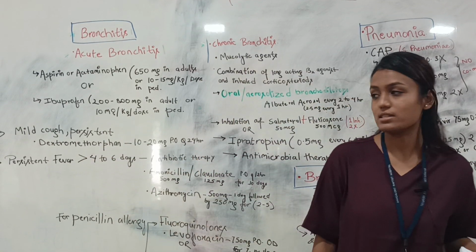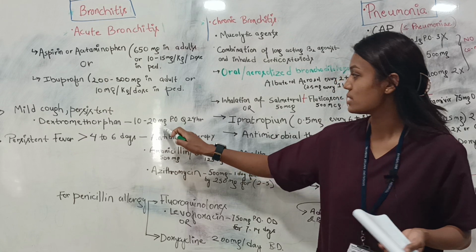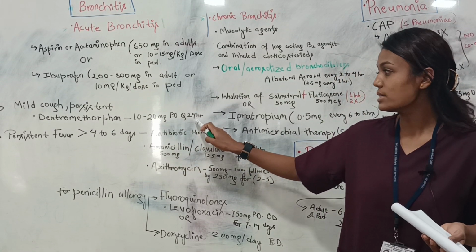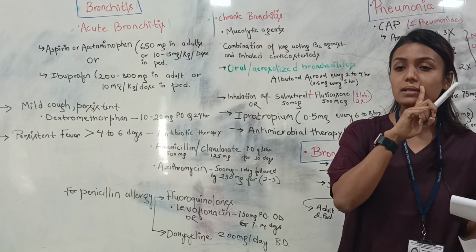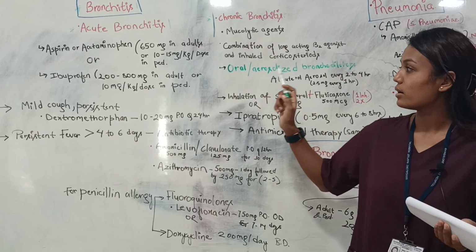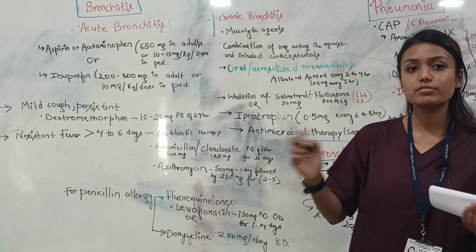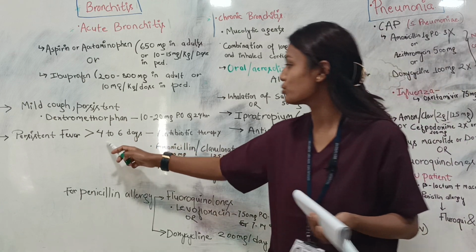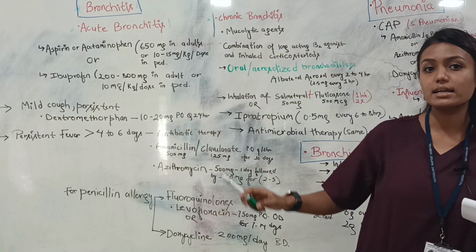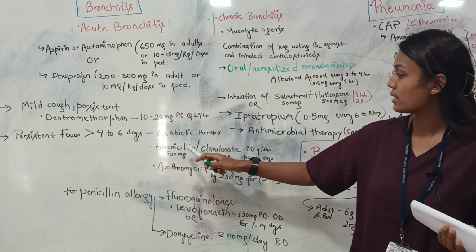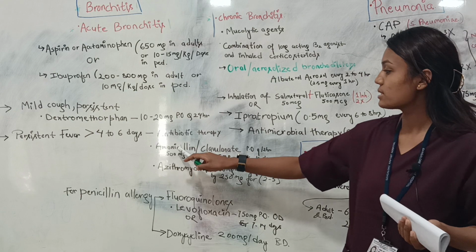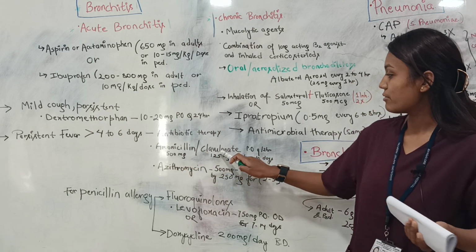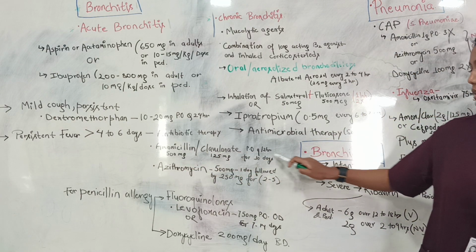It is an antitussive agent, and the dose is 10 to 20 mg every 24 hours. So in this case, if the fever is not there, then we don't need to start antibiotic therapy. But if the fever is persistent for more than 4 to 6 days, then we have to start antibiotic therapy, which includes amoxicillin clavulanate per oral every 12 hours, where the amoxicillin dose is 500 mg and clavulanate is 125 mg, at least for 10 days.